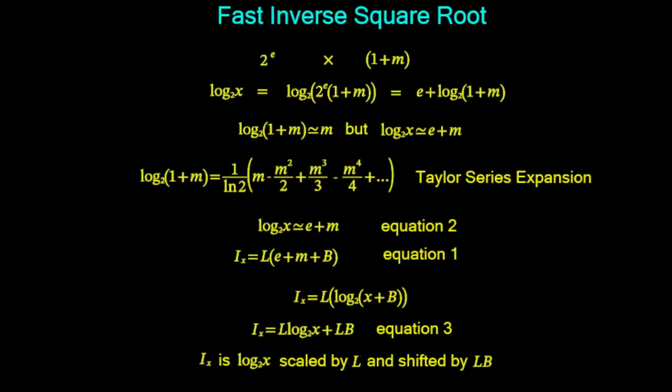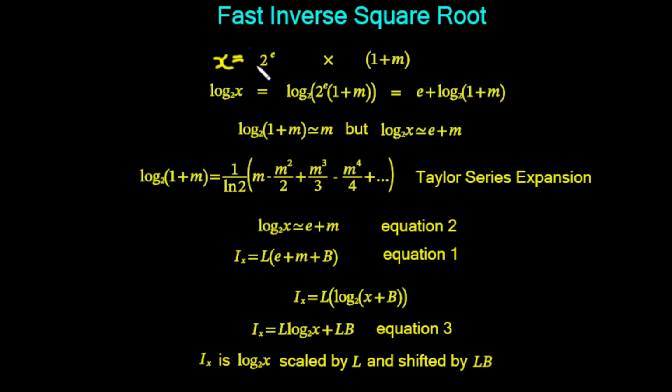Now let's continue with our mathematical derivation of the fast inverse square root algorithm. So we're going to start off with our value of x. So this is our decimal value. And our value of x is given by 2 to the e times 1 plus m. So if you like, the left hand side is the decimal value and the right hand side is the floating point representation.